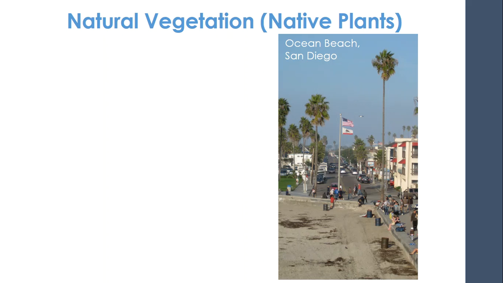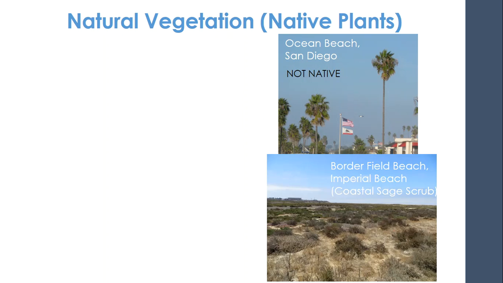Here's a picture of Ocean Beach, and in Southern California, our quintessential vegetation that we think of, especially if you're not from here, is the palm tree, right? This is not a native species. Most palm trees that we see in California are not from here. They were brought here by Europeans. There is one palm that is native to California, but it's not the one that we most commonly see, especially those very tall, skinny ones.